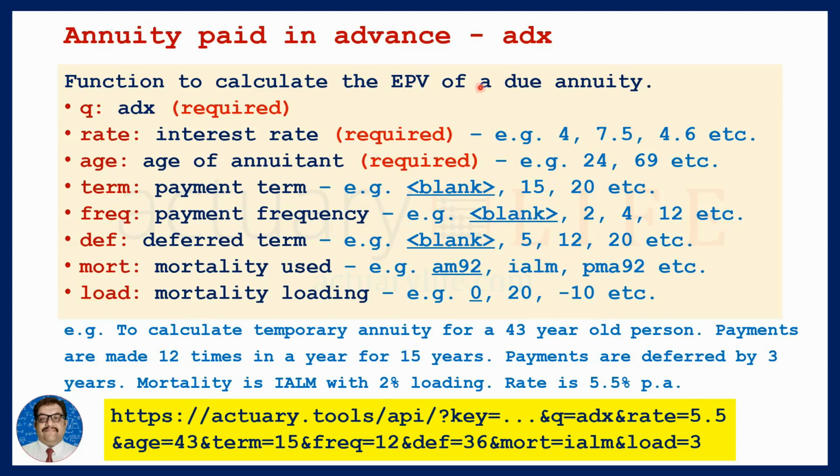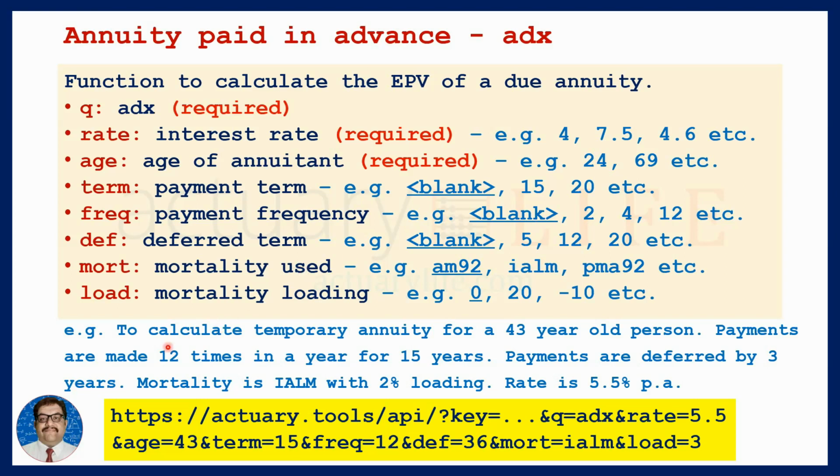For example, in this ADX function, we have Q, rate and age as required parameters, without which the function call would not be completed. Then there are some optional parameters such as term. If it is blank, it would calculate whole life, but if a term is given, such as 15 years or 20 years, then it would calculate for that. Likewise, the payment frequency, if it is blank, then it would consider annual payments, but if it is 2, 4, 12, it could be half yearly, quarterly or monthly payments.